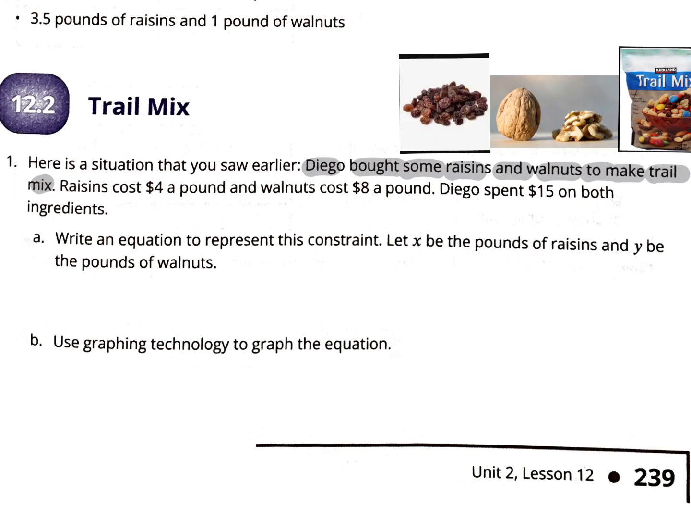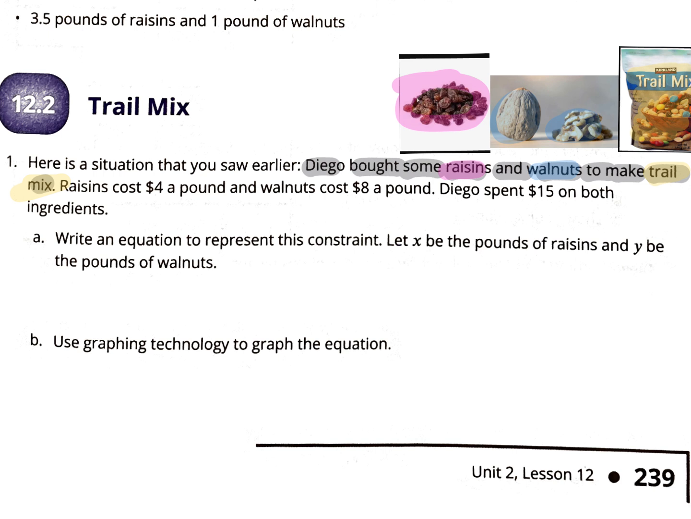All right, so again, he's buying some raisins, and he is buying some walnuts. This is what they look like before the shell and then after the shell. And then apparently he's going to mix it all together to make some trail mix. So a mix of all those things together.